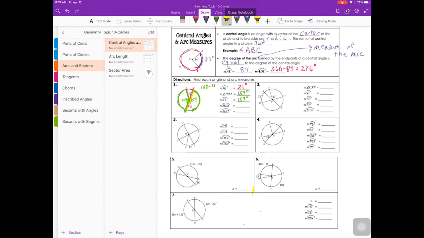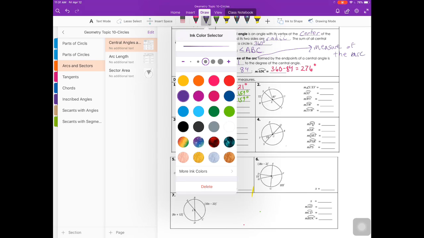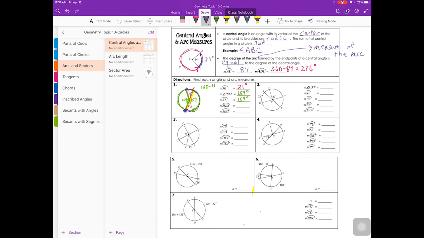Now, if we look at JKM, J to K to M, that's a major arc. And I'm going to make my pencil just a little bit thicker. JKM goes all the way around. And so to get JKM, we've got to have the 159 degree arc here, this 21 and this 21. So we're going to add all three of those together, and we get 201 degrees.